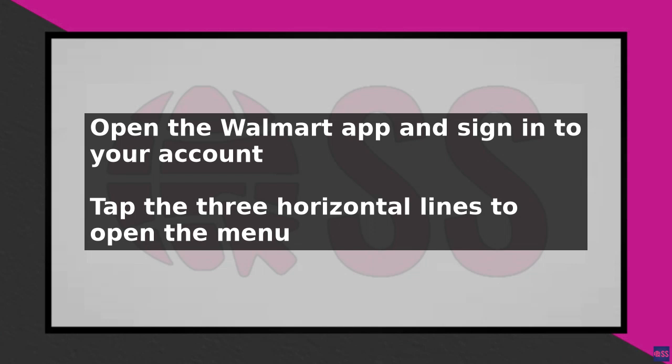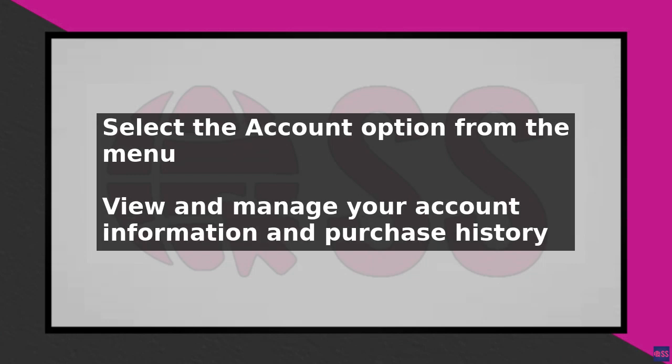This will take you to your account page where you can view and manage your account information, including your purchase history. On the account page, scroll down and select the option that says Purchase History. This will take you to a list of all your past purchases made through the Walmart app.